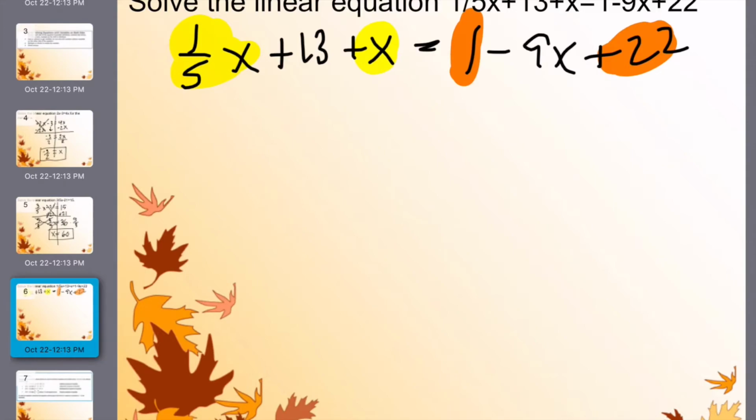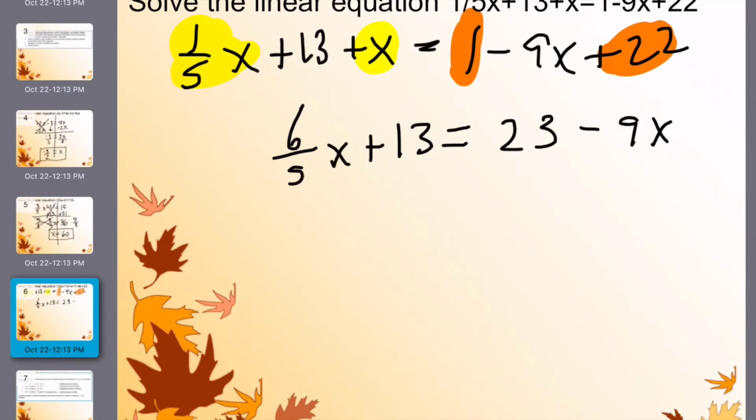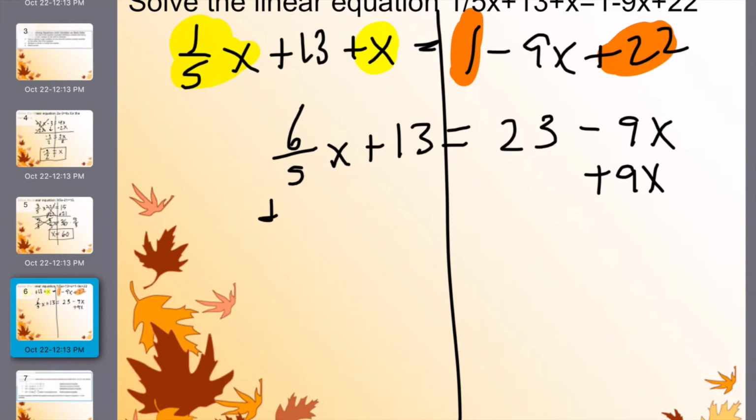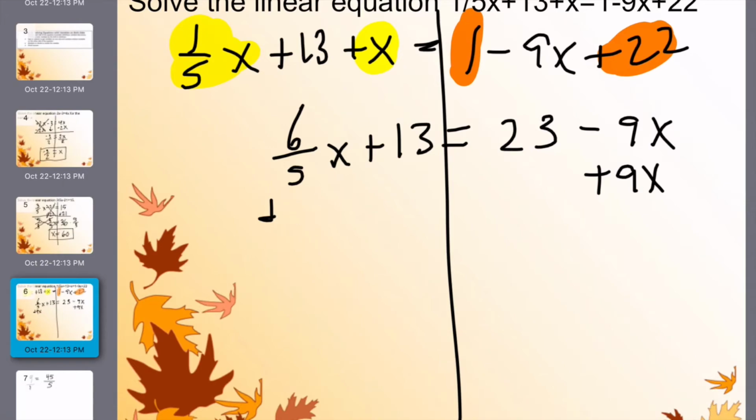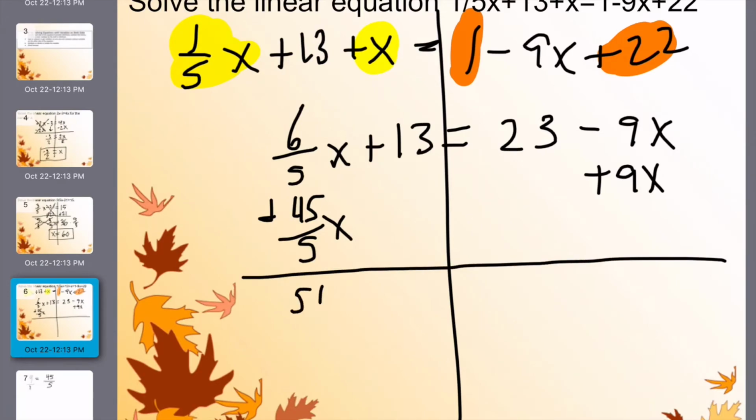So 1/5 x plus 1x is going to be 6/5 x plus 13 equals 1 plus 22 is 23 minus 9x. And now I need to try to get all of my x's on the same side. So I'm going to add 9x on both sides. But I need that to be a fraction. So I need to change 9 over 1 to have a denominator of 5. Well, I know that 9 times 5 gives me 45. So I'm essentially adding 45/5 x. And that will give me 51/5 x plus 13 equals 23.